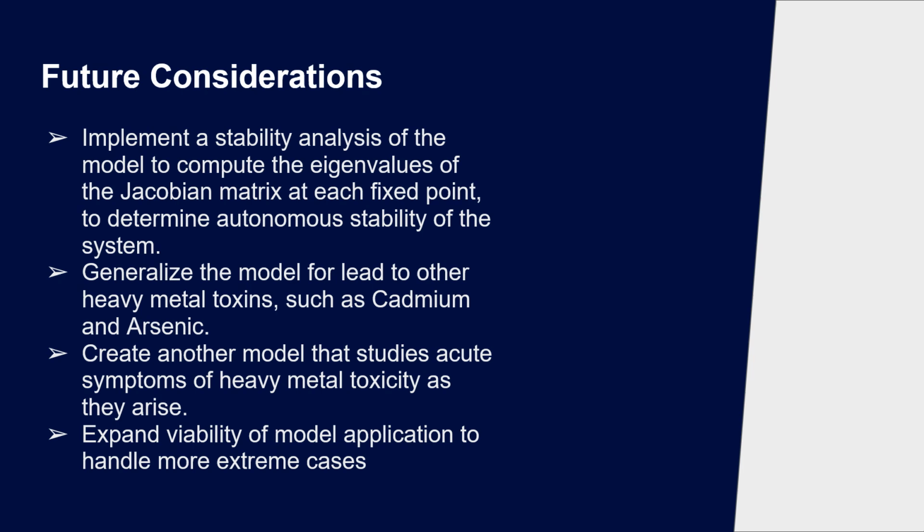In the future, it would be beneficial to implement a stability analysis of the current model to determine autonomous stability of the system. In this analysis, only lead consumption was assessed. However, there are some other concerning elements that can cause harm when ingested, such as cadmium and arsenic. From our model, we realized that when chocolate consumption is moderate, large spikes in consumption are most concerning. Therefore, an analysis of acute symptoms of heavy metal toxicity should be conducted. Finally, the model could be expanded upon to analyze the effects of more extreme cases of heavy metal consumption.